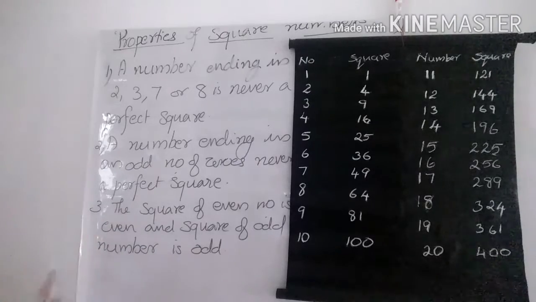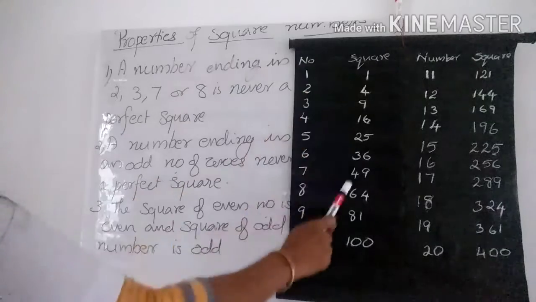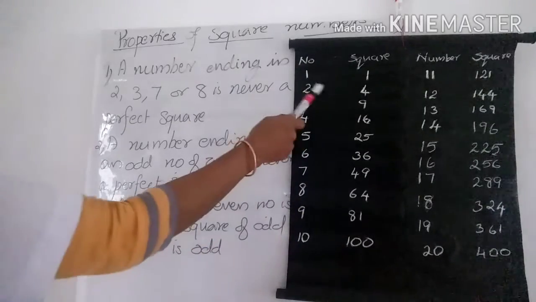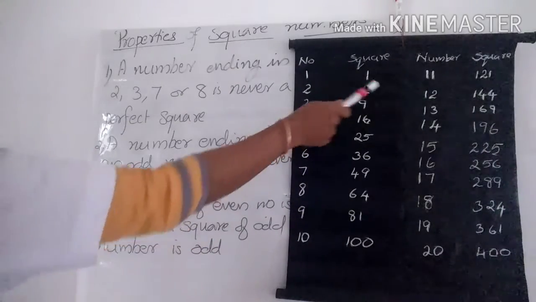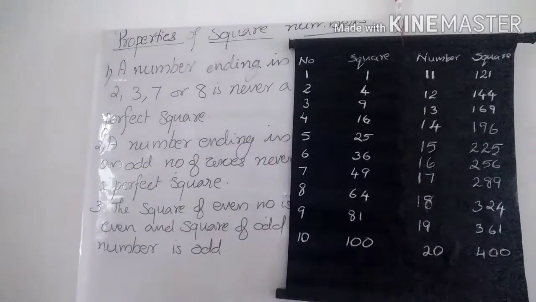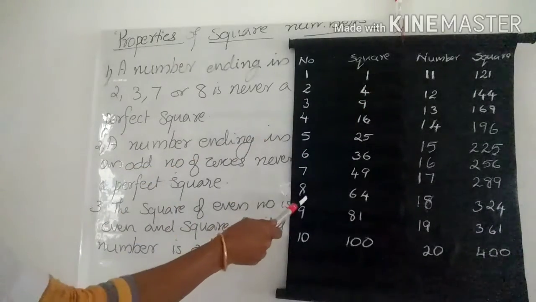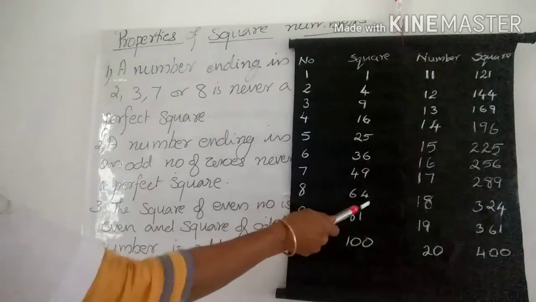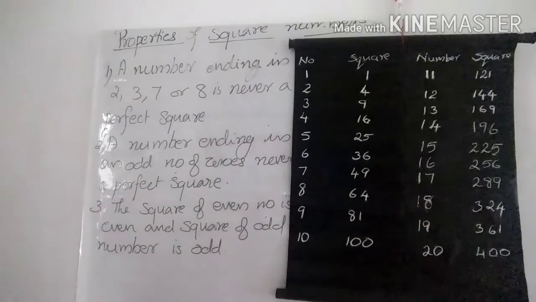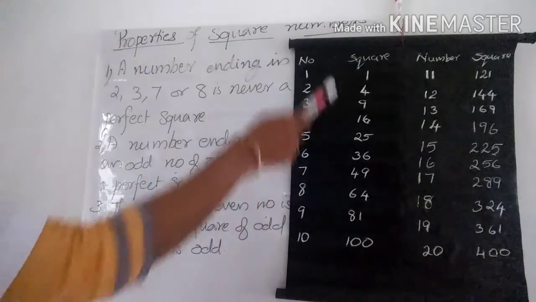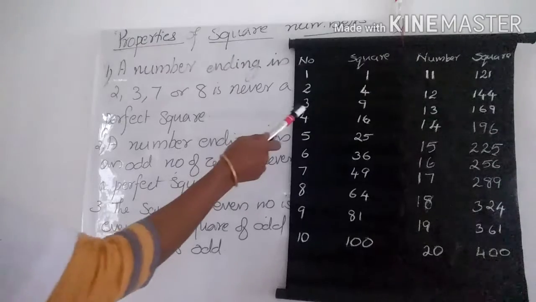Next, the third property: the square of an even number is even, and the square of an odd number is odd. Look at this table so that you can understand. Square of even numbers: 2 is an even number, its square is 4, which is also even. 8 is an even number, its square is 64, which is an even number.